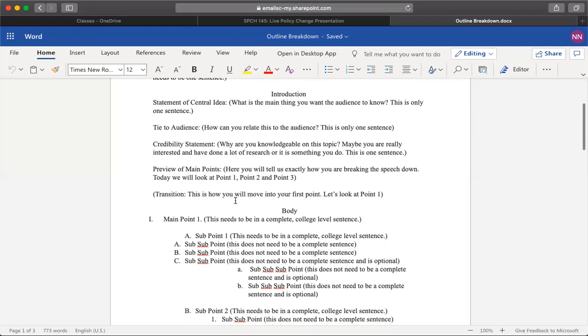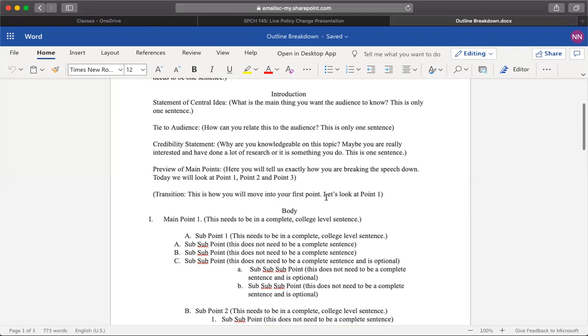All right, so your transition. Your transitions are going to be used to let your audience know that you are going from your introduction into your body, so into your main point. Transitions are used throughout your speech, but this is how you let us know, hey, I'm done with that. It is time to move on.